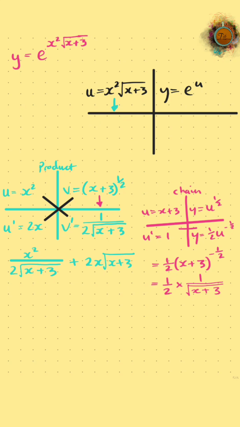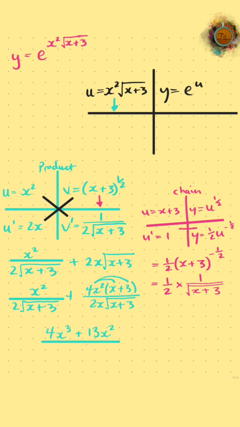I think we can do something to tidy this up. We want a common denominator over on the right. We will multiply the top and the bottom by 2 root x plus 3. And common denominators aside, we expand this all over. That's going up the top there.